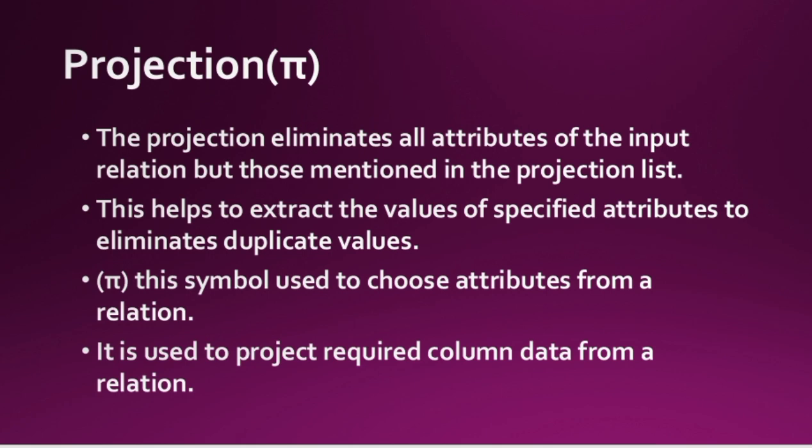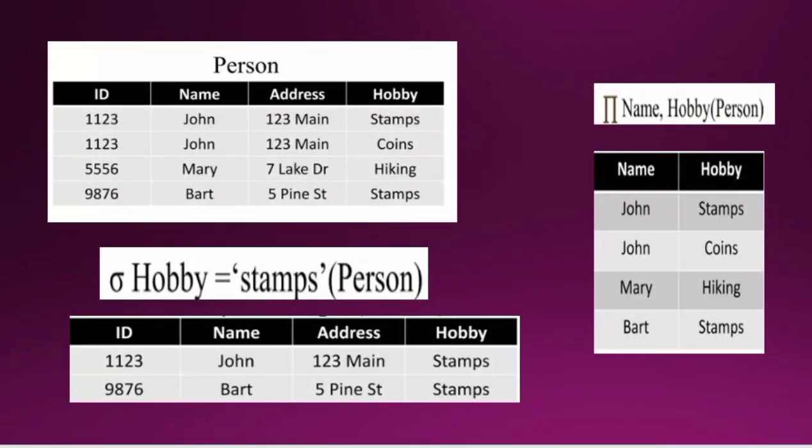After that, let's check one example. In this example, I have written a query using selection and projection. First I took a person table. The table name is Person, that means the schema name is Person. This table has the attributes ID, name, address, and the last one is hobby.